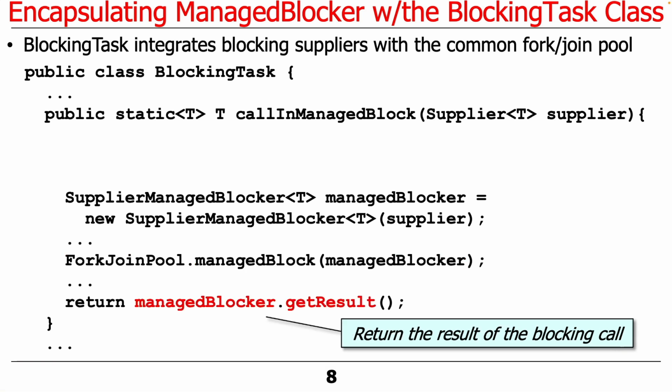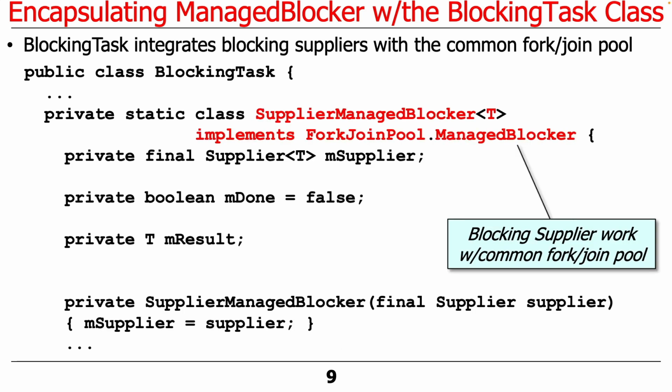And when it's done, we're then going to go ahead and say, hey, ManagedBlocker, now that you're finished, please give me back the results. So you see there's a method defined on SupplierManagedBlocker that returns the result of the blocking call. So this is basically how the implementation works. Now, you don't really have to know how this implementation works at all. You just have to know how to call callInManagedBlock, passing in a supplier, which is great, because that's the whole purpose of abstraction, is to define a new semantic level where you can be very precise about the meaning without worrying about the implementation details.